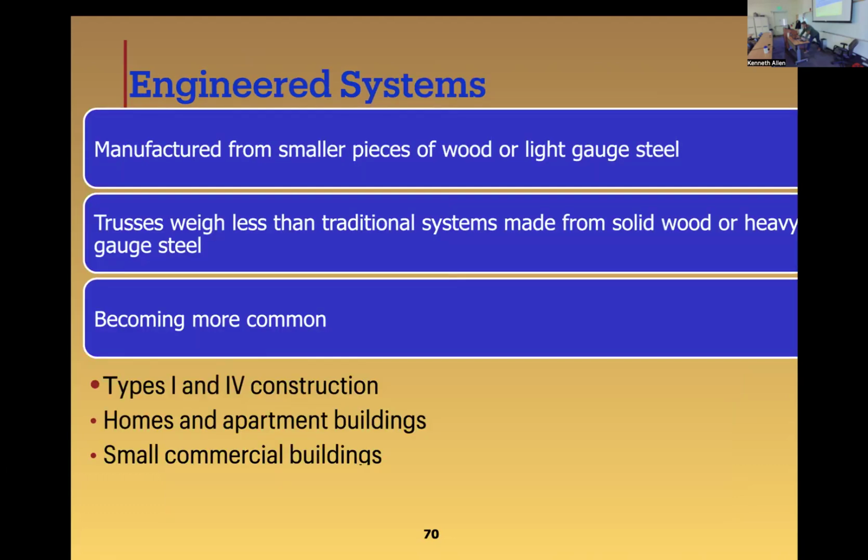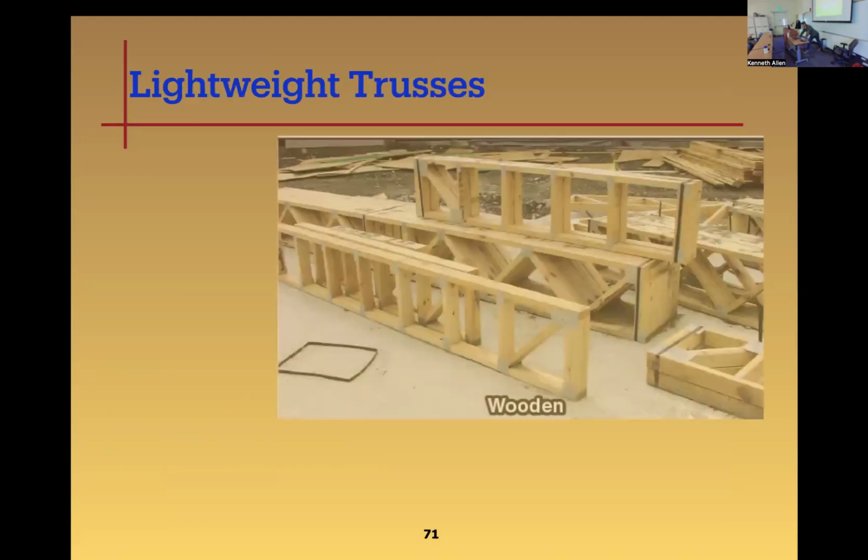These are manufactured from smaller pieces of wood, so that you can make more of them, and there are light gauge steel versions. They differ from traditional systems made from solid wood or heavy gauge steel. They're becoming more common through Type 1 and 4 constructions. You're seeing more and more of these engineered systems simply because they go up faster and they're more efficient. You may be seeing this more on condos, homes, apartment complexes and small commercial buildings.